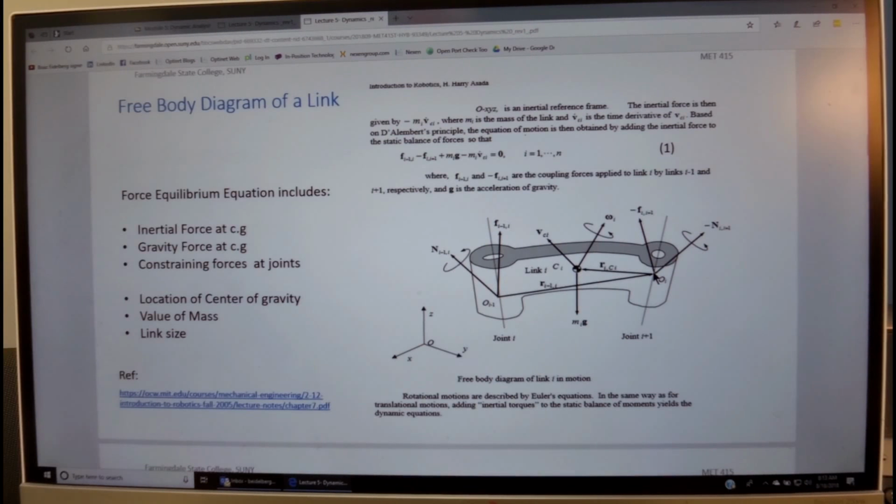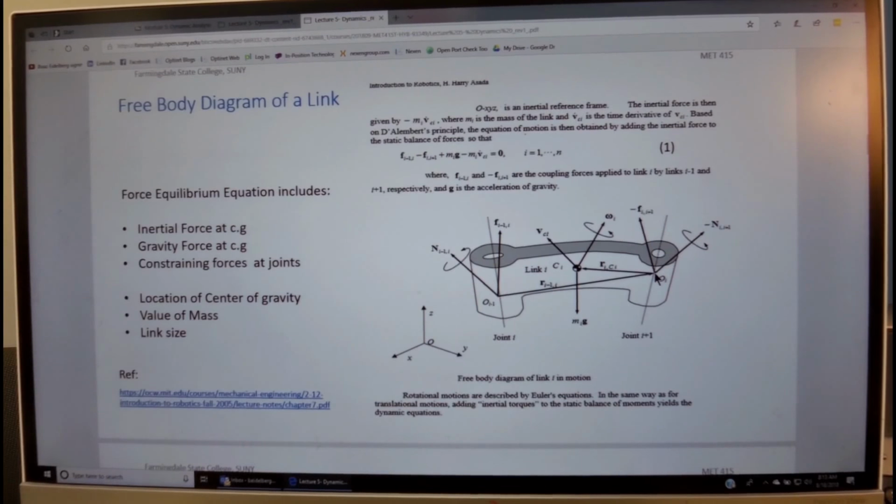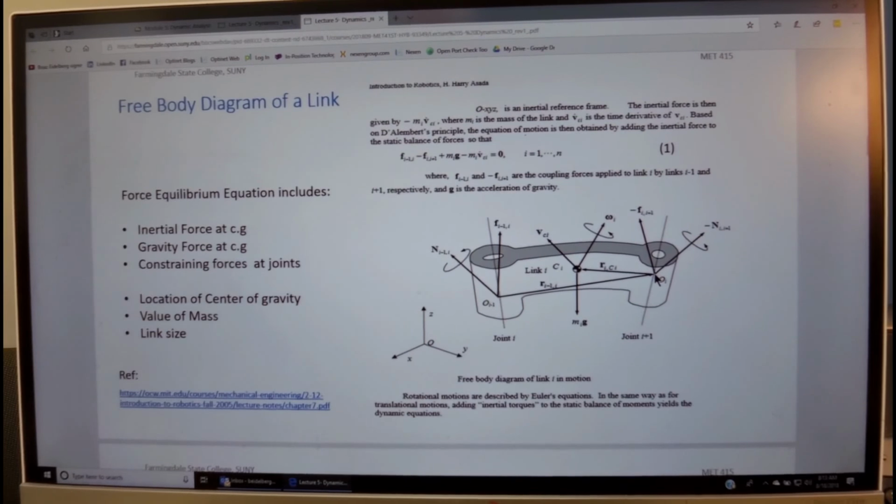Now, you see that the torque that link i plus 1 is acting on link i is the opposite, according to Newton's third law, to the torque that link i is acting on link i plus 1. That is why we have a minus sign here. So minus the torque that this link is acting on this link will be the torque that this link is acting on this link. And that is what we insert in the equilibrium equations.